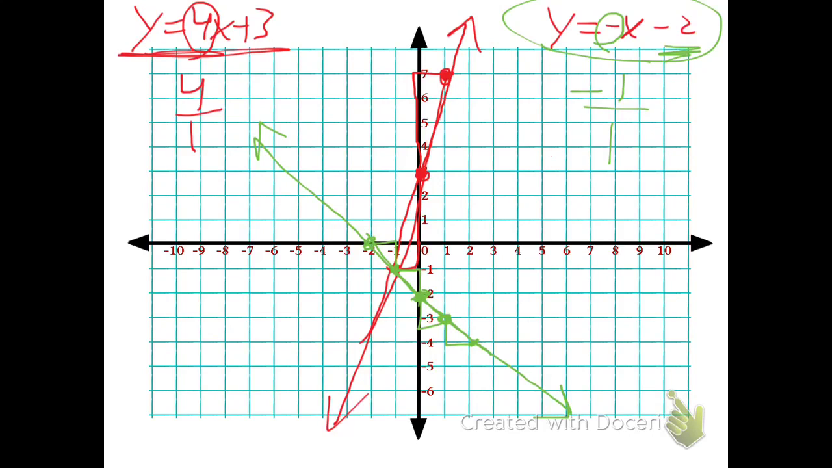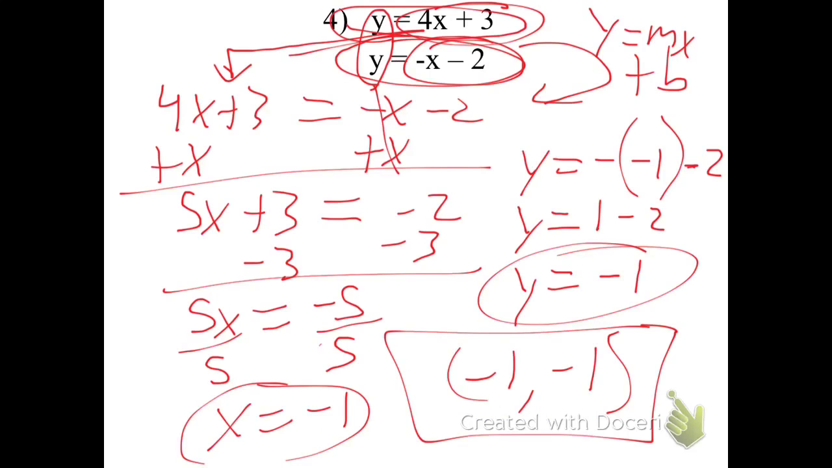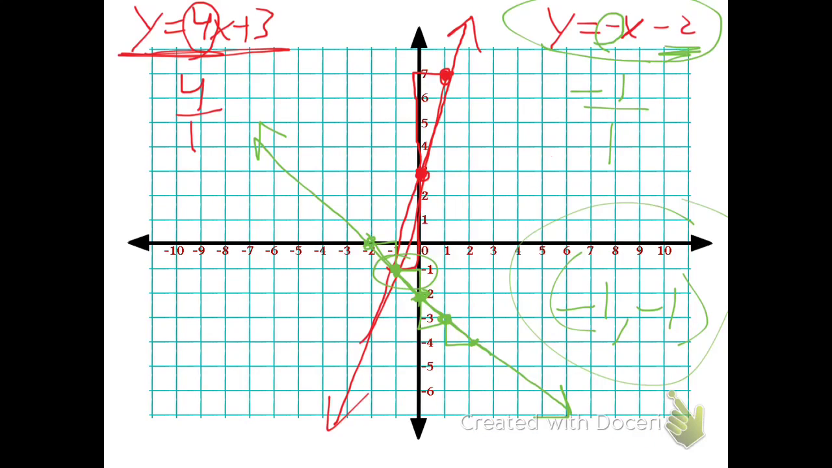And this one actually came out really nicely for our graph. Our solution is right there, which is negative 1, negative 1, which actually matches exactly what we got when we used the substitution method. So in this case, graphing worked out and got us the solution we're looking for.